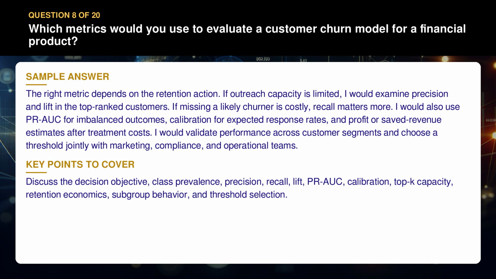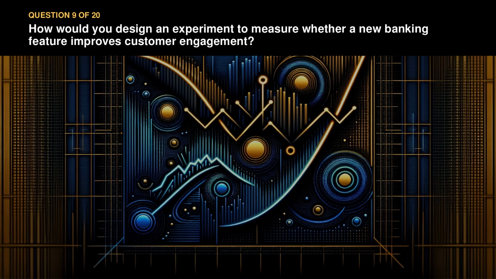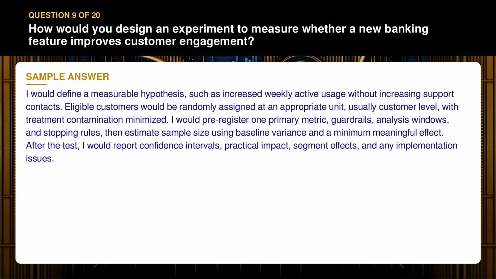Question 9. How would you design an experiment to measure whether a new banking feature improves customer engagement? I would define a measurable hypothesis, such as increased weekly active usage without increasing support contacts. Eligible customers would be randomly assigned at an appropriate unit, usually customer level, with treatment contamination minimized.